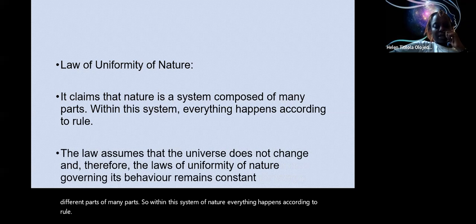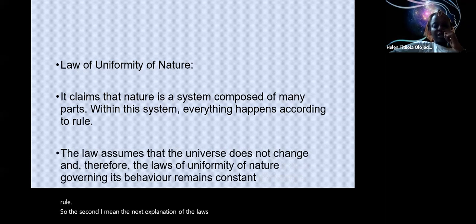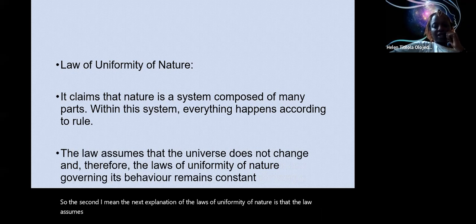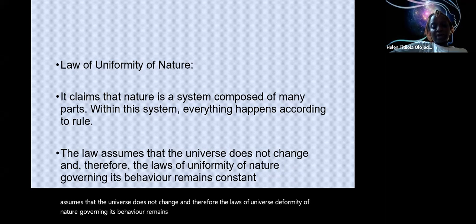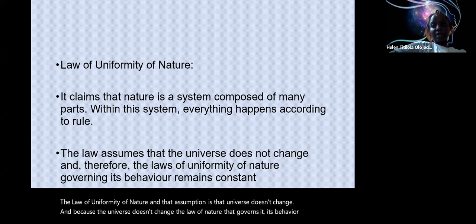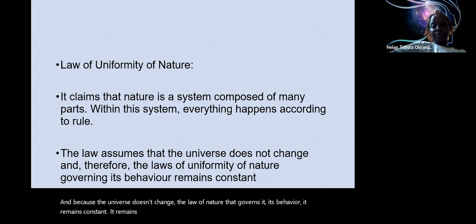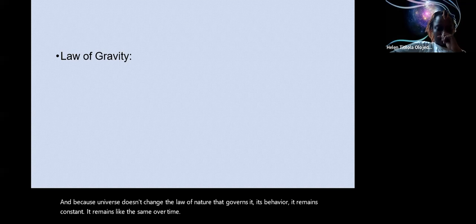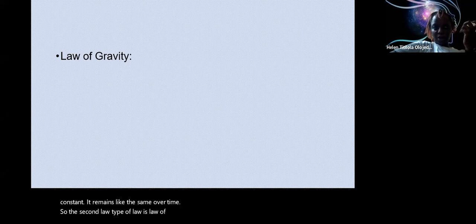So the next explanation of the law of uniformity of nature is that the law assumes that the universe does not change, and therefore the laws of uniformity of nature governing its behavior remain constant. So there's an assumption behind the law of uniformity of nature, and that assumption is that the universe doesn't change. And because the universe doesn't change, the law of nature that governs its behavior remains constant. It remains the same over time. So the second type of law is law of gravity, which we are probably familiar with a lot more.